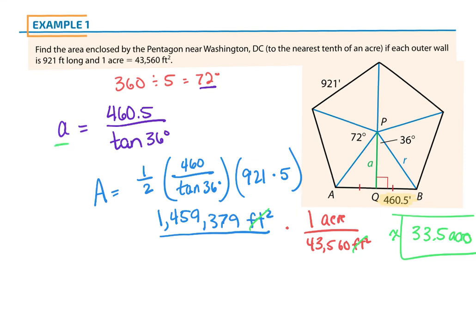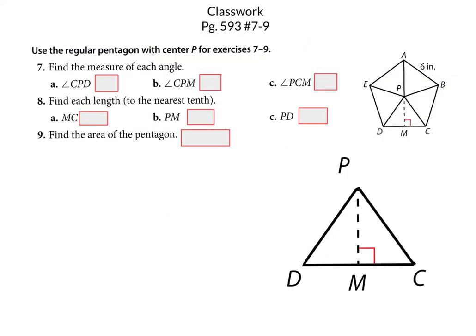So your apothem will always be half of your side length over the tangent of half of one of those interior angles. The first one is asking for CPD, which is this angle right here. So to find just the interior angle, you're going to take the number of sides and divide 360 by that. So you should have just gotten, once again, like we did from the example, 72 degrees.